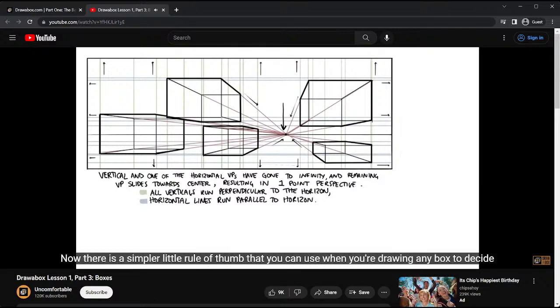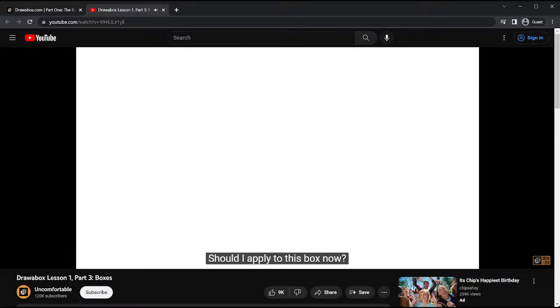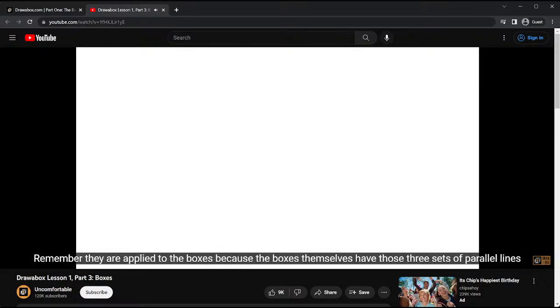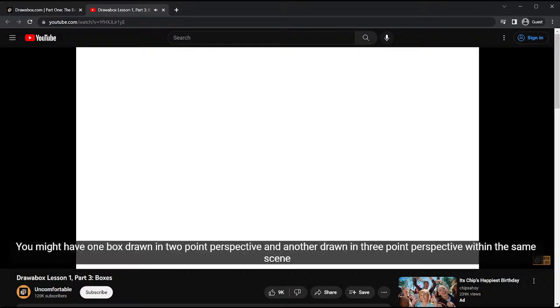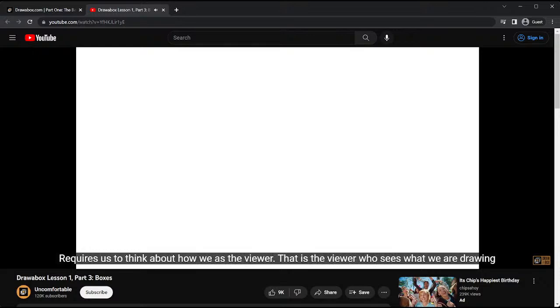Now, there is a simpler little rule of thumb that you can use when you're drawing any box to decide what kind of vanishing point system, 3 or 1 or 2 vanishing points, should I apply to this box? Now remember, they are applied to the boxes because the boxes themselves have those 3 sets of parallel lines. You might have one box drawn in 2-point perspective and another drawn in 3-point perspective within the same scene. Understanding which one we want to use requires us to think about how we, as the viewer, that is the viewer who sees what we are drawing.